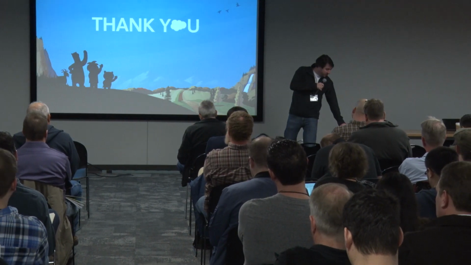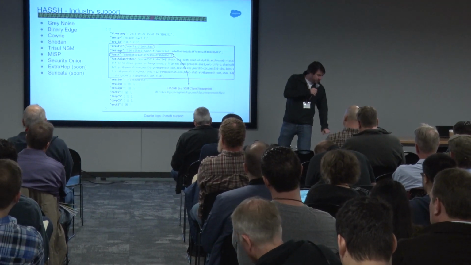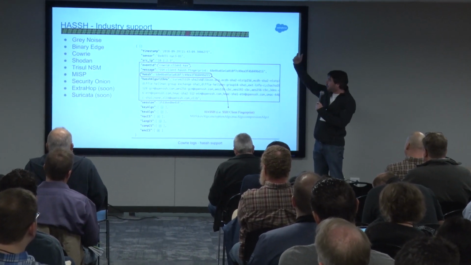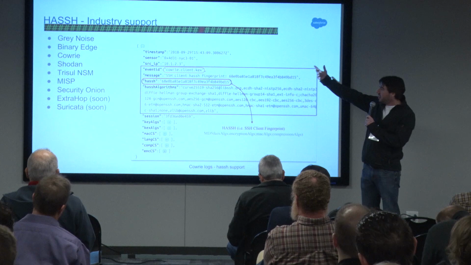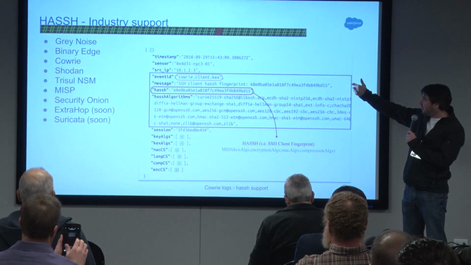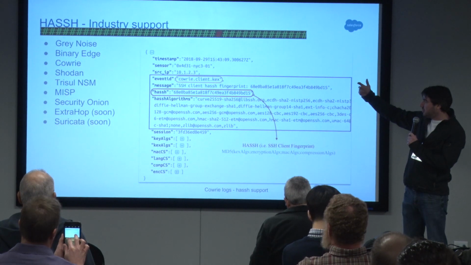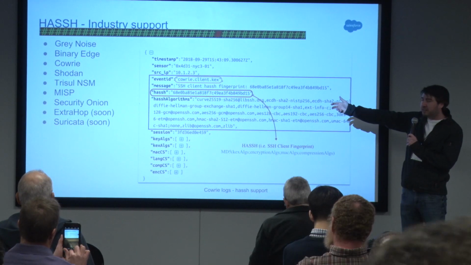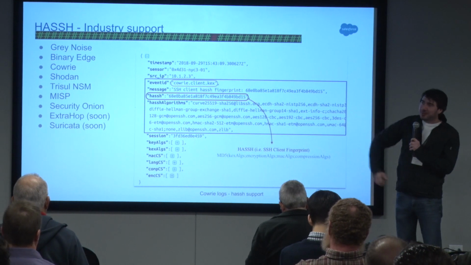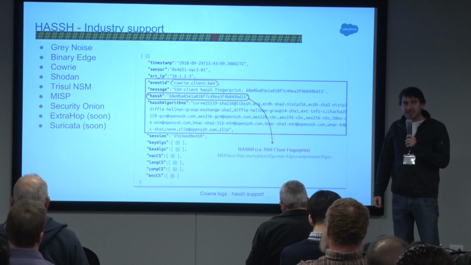Okay, just one thing real quick, which I thought was interesting. This is already built into Grey Noise. Binary Edge, Co-Wire, Shodan use this. Trizzle NSM, there's a MISP, Security Onion has it built in, and it is also being deployed on ExtraHop and Suricata. So if you have any of those, you will be able to use this as well.